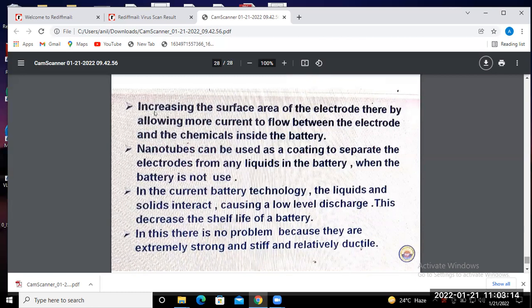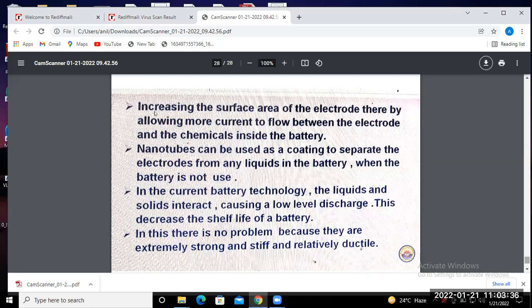By increasing the surface area of the electrodes, they allow more current to flow between the electrodes and the chemical inside the battery. Nanotubes can be used as a coating to separate the electrodes from any liquid in the battery when the battery is not in use.